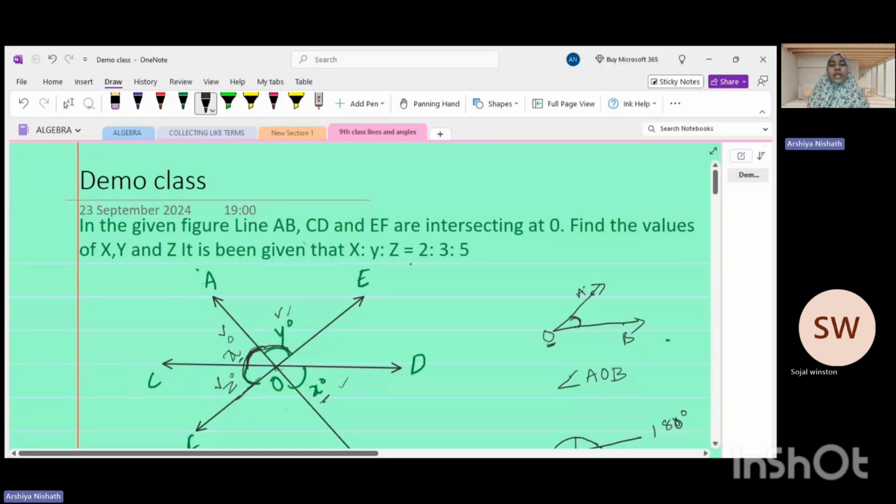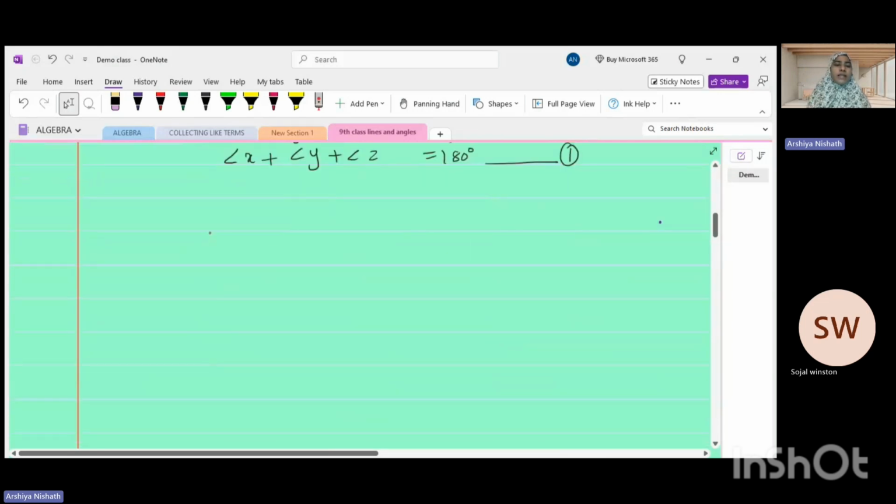See here, it is given X is to Y is to Z is 2 is to 3 is to 5. Let us write that X is to Y is to Z is equal to 2 is to 3 is to 5. So if I write like this, can you tell the value of X? No, we cannot know. We know only the ratio. How to find the value? We will substitute with any variable. X is equal to any variable you can take. Let us take T. Angle X is equal to 2T.